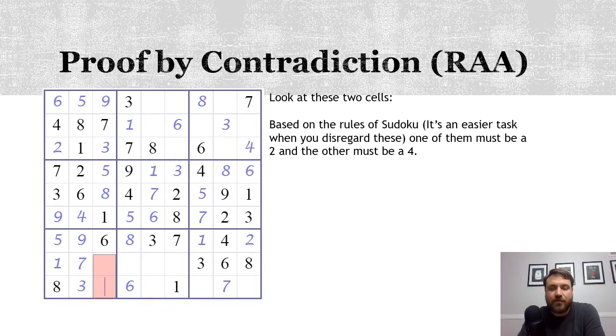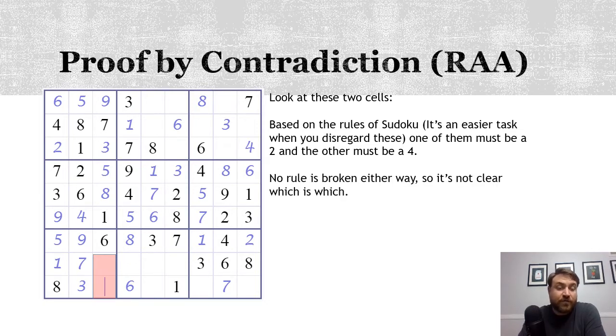Now, of course, this is based on the rules of Sudoku, which if you simply disregard those, it's a much easier puzzle. No rule is broken either way, at least not immediately, that we can see by having one of them be a 2 and the other one be a 4. And so it's not really clear or obvious which one is which at this point.